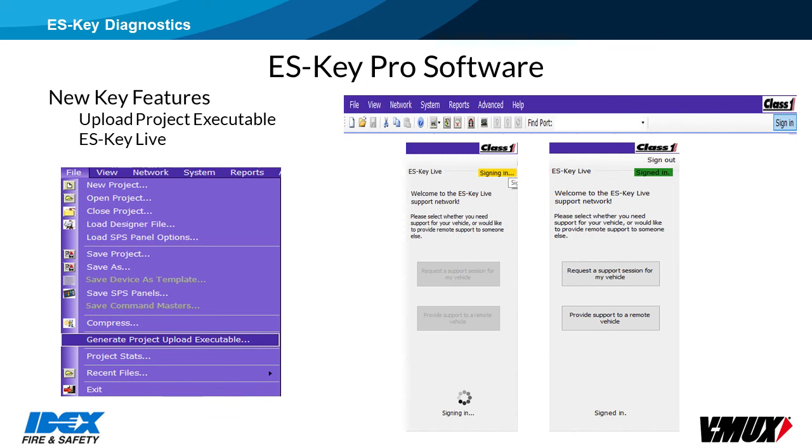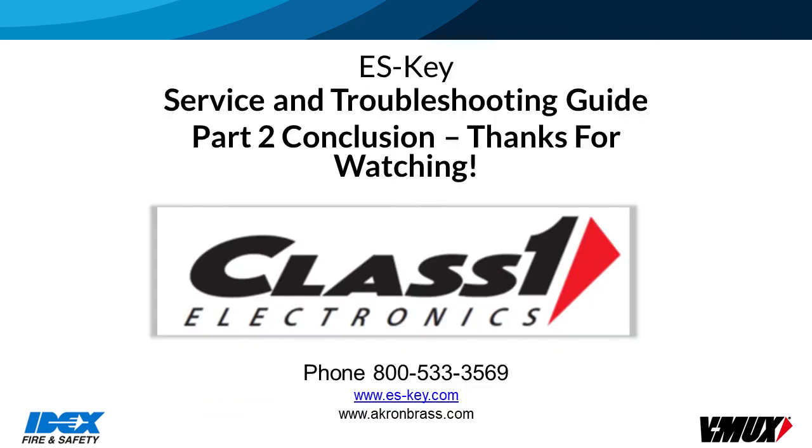The Project Upload executable is only available with firmware versions for the Universal System Manager 2.0 or higher and the SuperNode 9.05 or higher. You can access the read-only S-Key Pro software at www.firmware.class1.com website. This concludes Part 2 of the S-Key Service and Troubleshooting Guide.